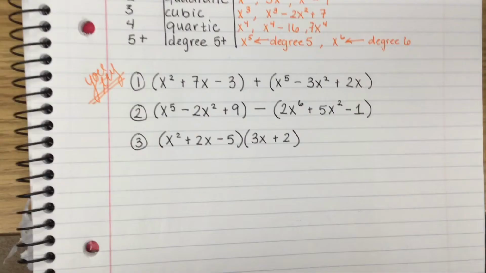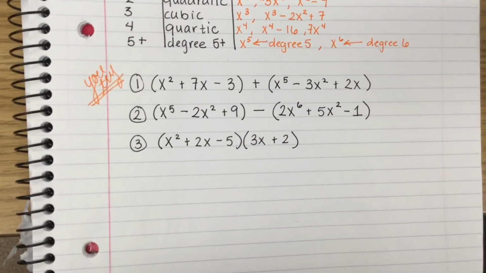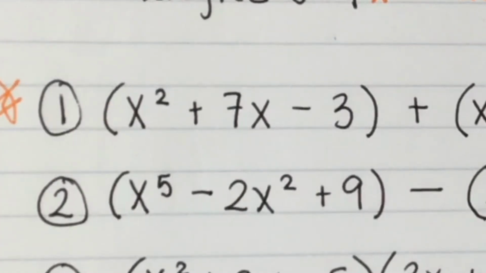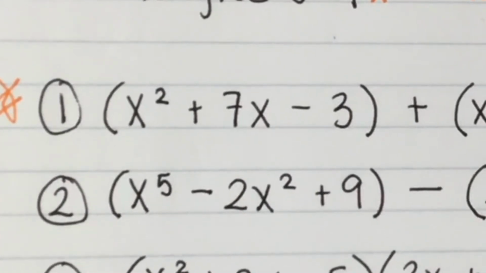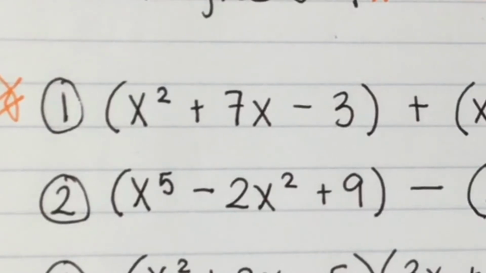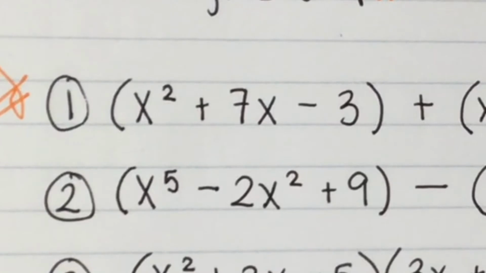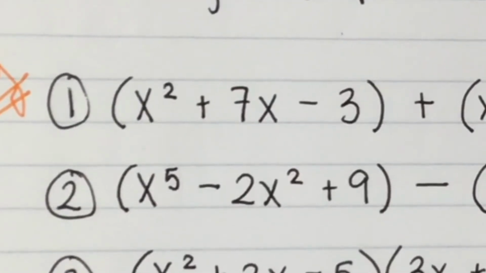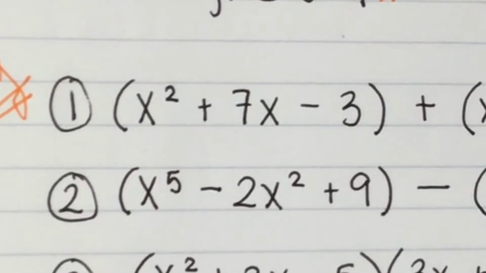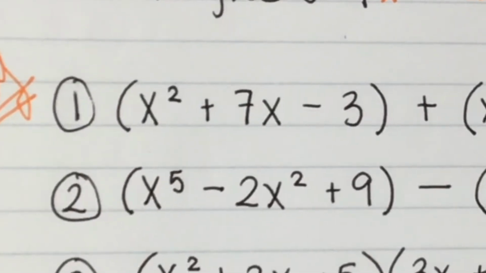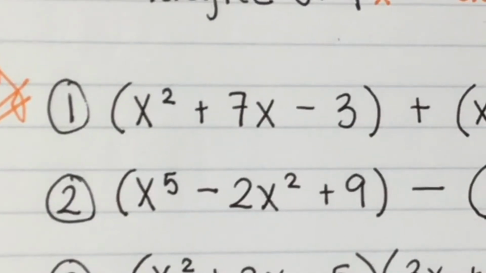So for example, when we take a look at this number 1 in that first set of parentheses, I could identify those 3 terms as a quadratic trinomial because the highest degree is 2 and there are 3 terms. But I could also identify each one of those terms individually with their special names. X squared is my quadratic term, 7x is my linear term, and -3 is my constant term.